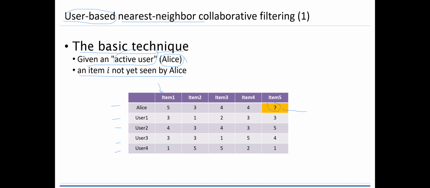Can I predict what rating Alice will give to this item 5? That is the question. Using this basic technique, we are going to learn about the user-based nearest neighbor.